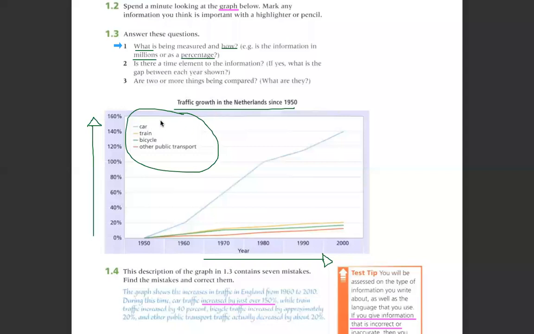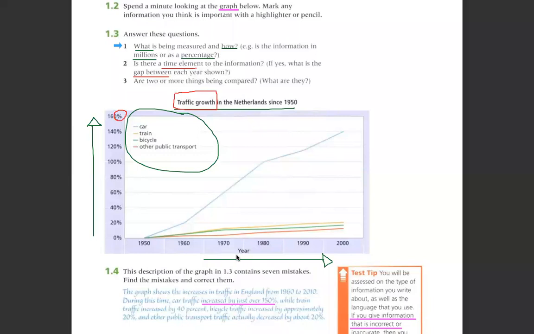So be careful, it's not about transportation, but it is about traffic growth. Okay, this is what's being measured. How it's being measured is in percentages. Okay, so traffic growth is being measured in percentages. The second question says, is there a time element? And if there is, what is the gap?